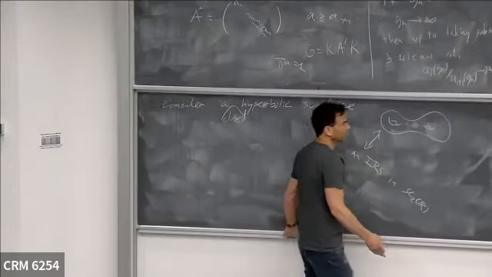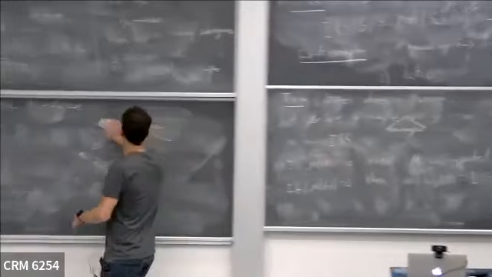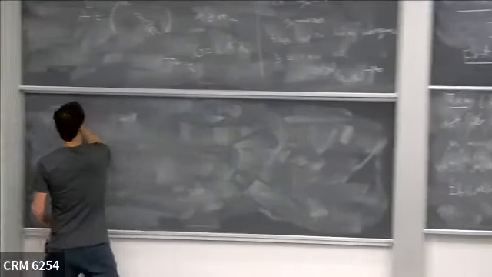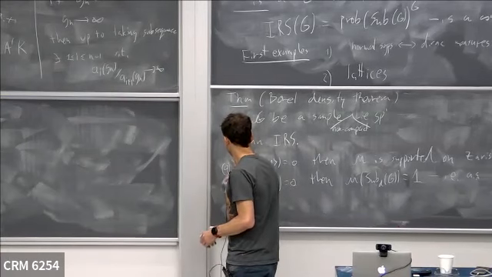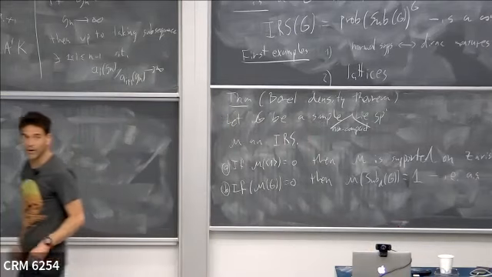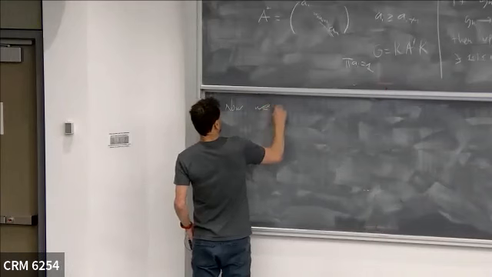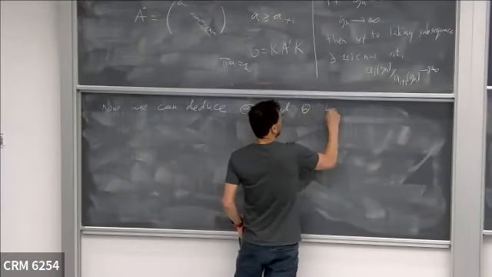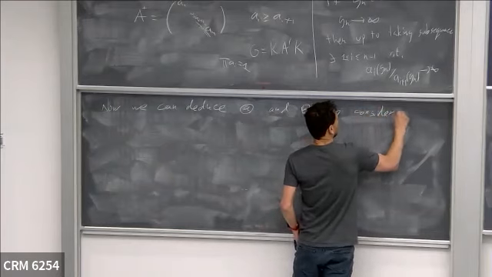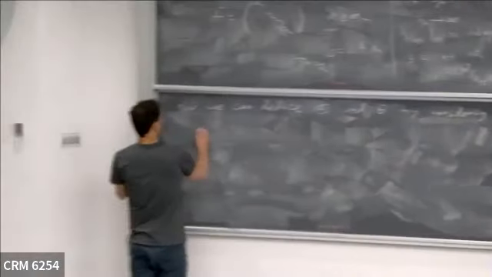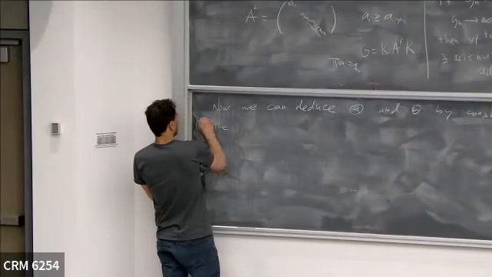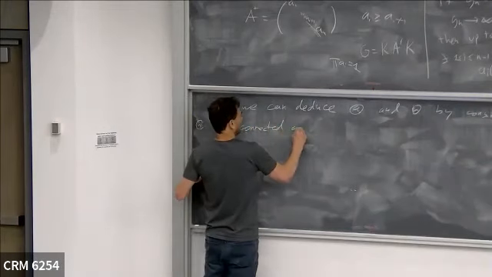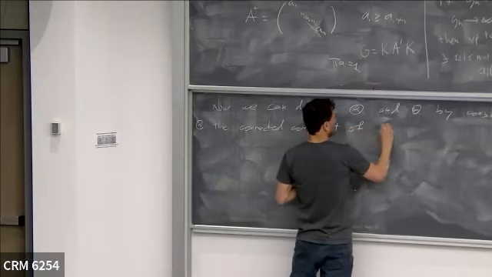So we deduce that, because this implies the Borel density theorem. So this will be part A and this will be part B. So now we can deduce A and B by considering, for part A, the connected component of the Zariski closure of gamma.